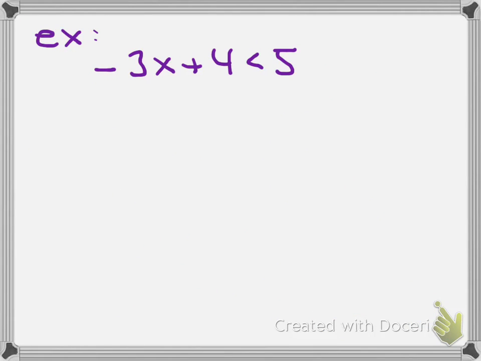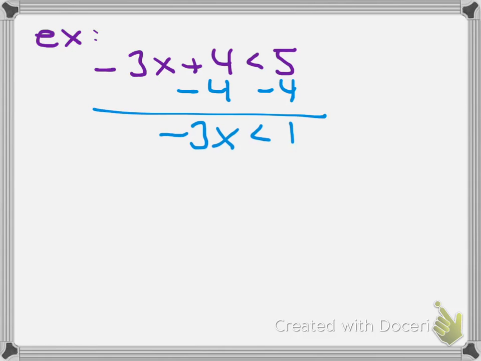Okay, here's an inequality. Negative 3x plus 4 is less than 5. Again, I want to put everything that has an x on one side of the inequality, everything that's not an x on the other side. So the first thing I'll do is subtract 4 from both sides. So I have negative 3x is less than 1.